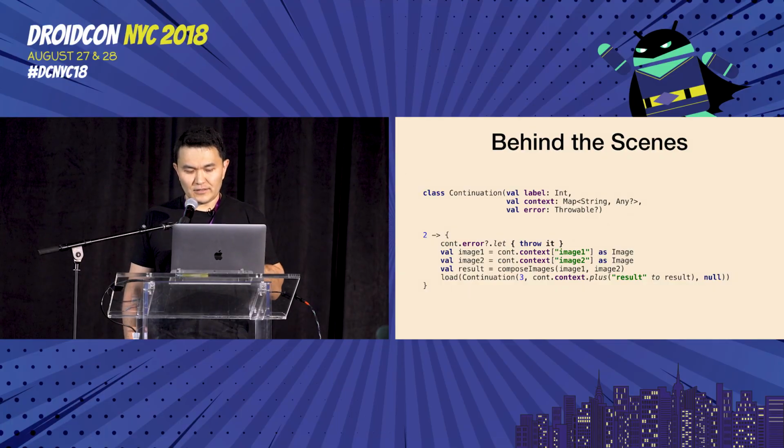The compose images step relies on the 2 images that were loaded in the previous steps in the coroutine, so we need to get them back from the context. Before we can display this image, which is the next step in our coroutine execution, we need to save it in the context. So we use this plus function to add to the existing context, so that it will carry the result to the next step.